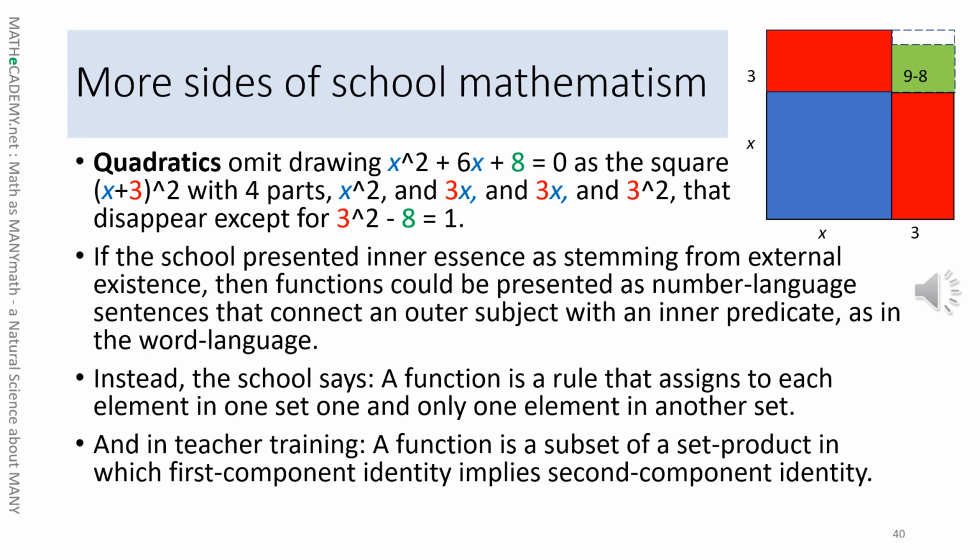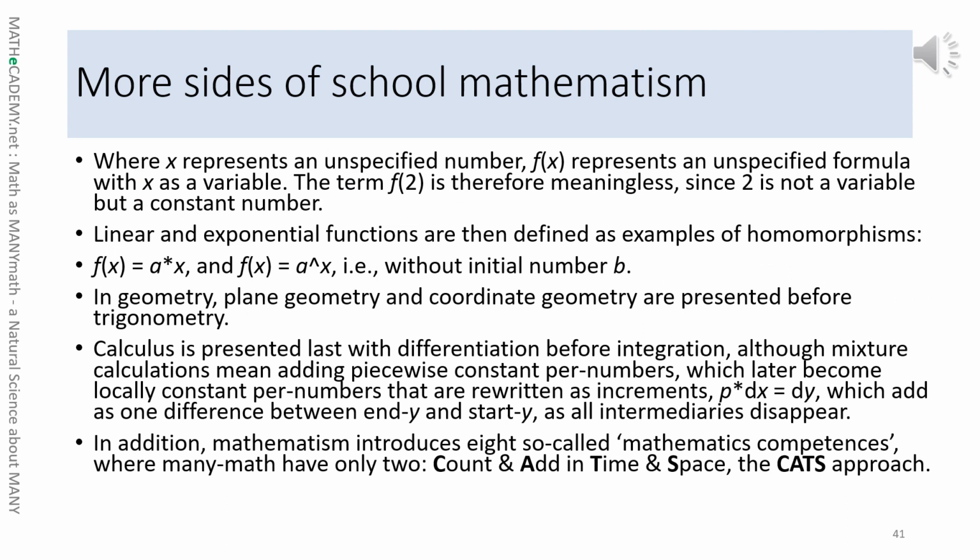If the school presented inner essence as stemming from external existence, then functions could be presented as number language sentences, that connect an outer subject, with an inner predicate, as in the word language. Instead, the school says, a function is a rule, that assigns to each element in one set, one and only one element, in another set. And in teacher training, a function is a subset, of a set product, in which first component identity, implies, second component identity. More sides of school mathematism.